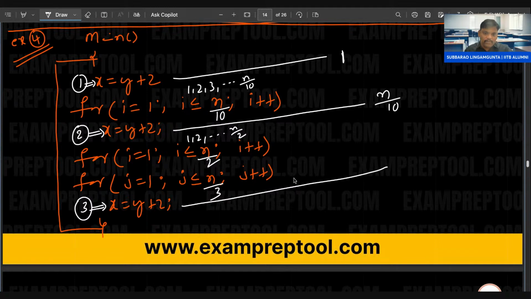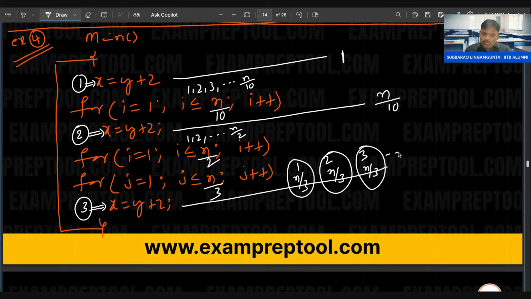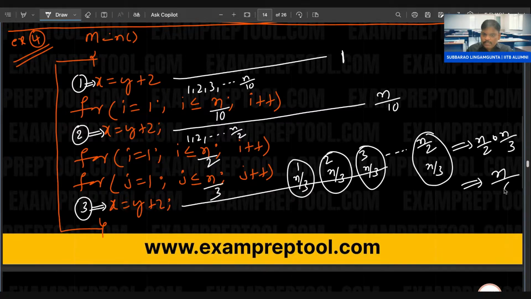So let's see this one. First time n by 3. Second time j value n by 3. Third time j value n by 3, and so on. Lastly, n by 2 time j value n by 3. So finally n by 2 times n by 3, which will go to n by 6. Right? I think everyone is fine.